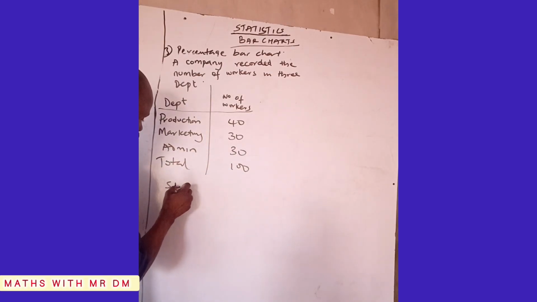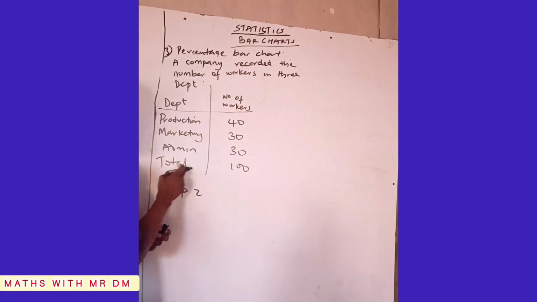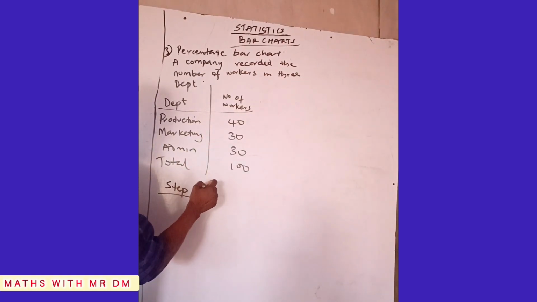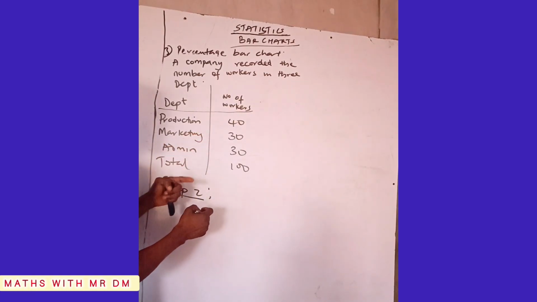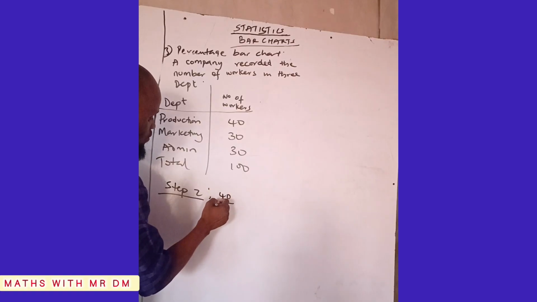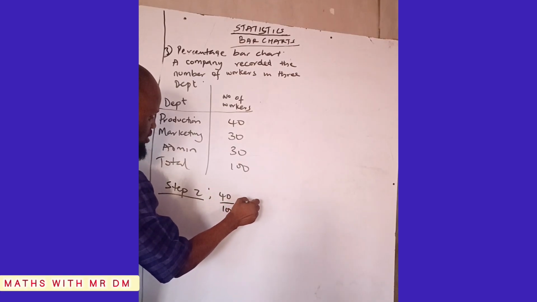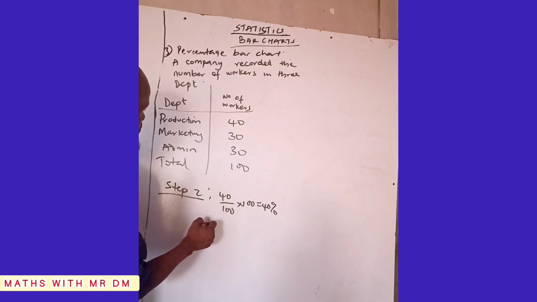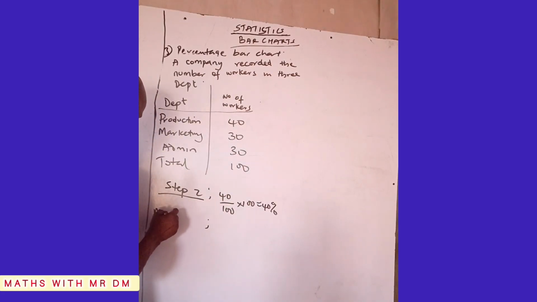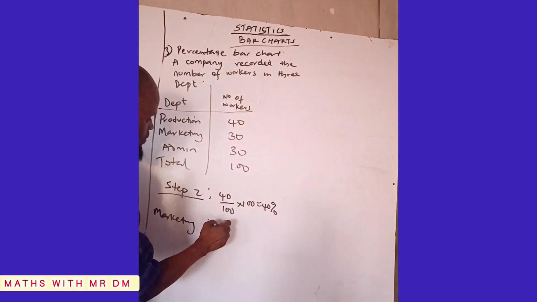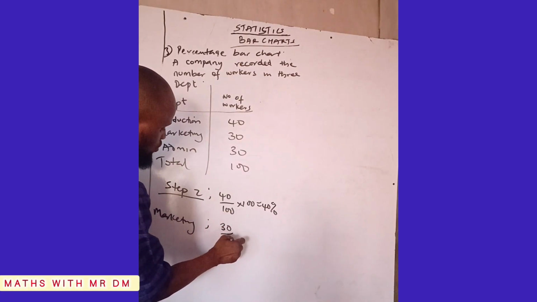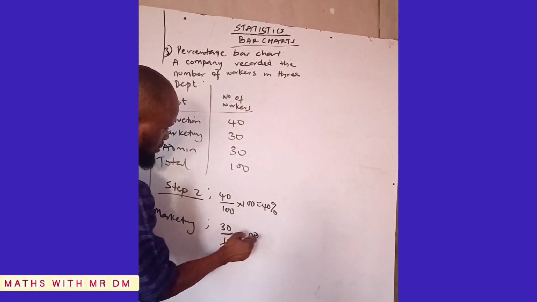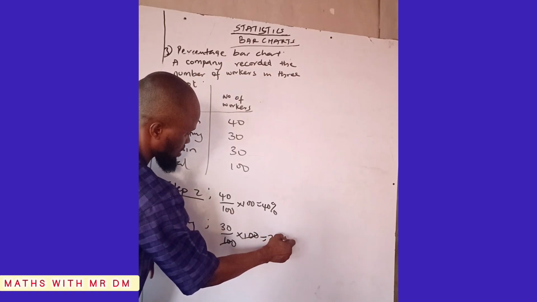That's step 2 now. Step 1 is to confirm the total. Step 2, you need to convert it into percentage. That is 40 over total times 100, 40%. That's for production. For marketing, we have 30 over 100 times 100 equals 30%.